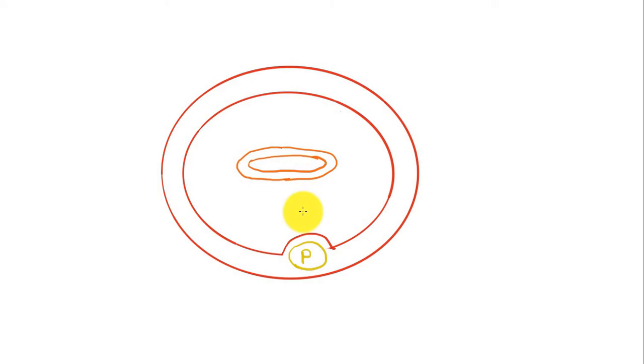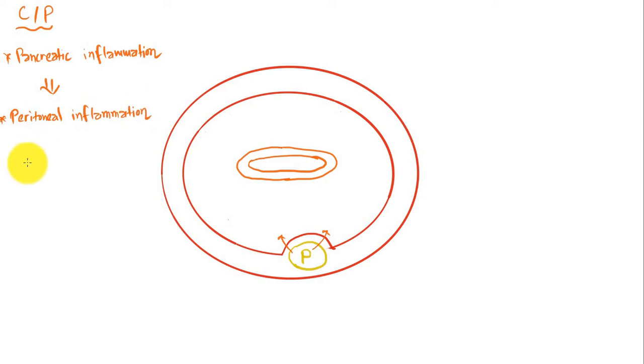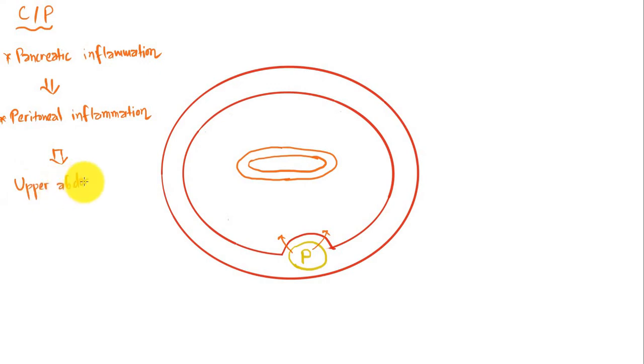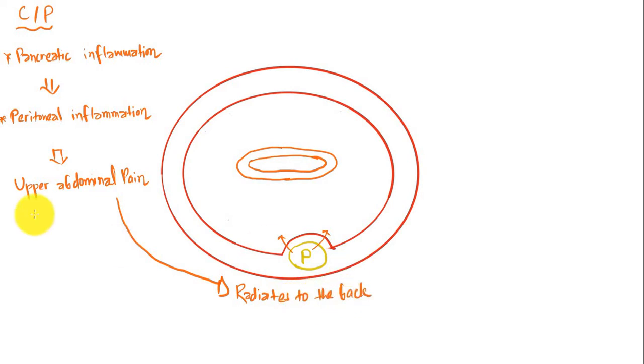So first, what happens in acute pancreatitis is there is pancreatic inflammation due to autodigestion, premature activation of enzymes, and it will cause peritoneal inflammation. It's all about P: premature activation of enzymes, pancreatic inflammation, and peritoneal inflammation. This peritoneal inflammation will present as upper abdominal pain, which will radiate to the back.